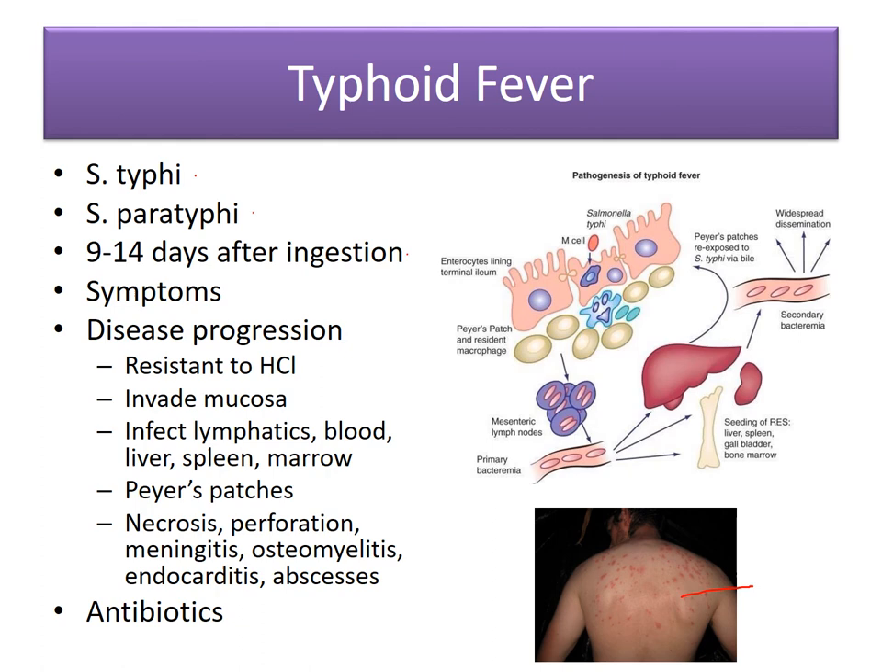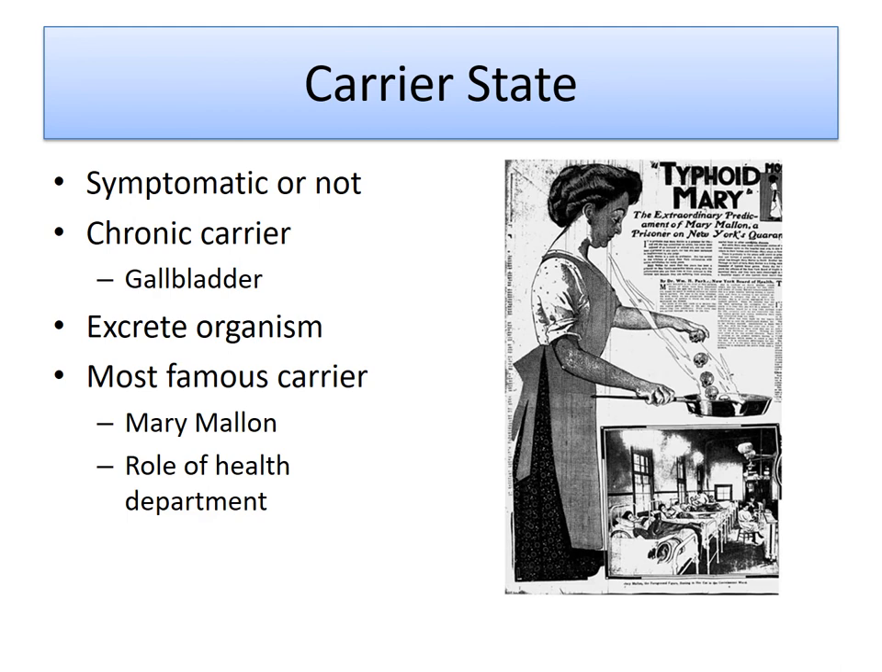And then finally, let's talk about our carrier state and the most famous of our carriers, Typhoid Mary. Remember, a carrier is a person who, while they're not ill, may have been ill at one point, but they actually recovered. But the organism hangs out in their body, most frequently in their gallbladder. That's usually the place that Salmonella likes to hang out the most. And so they end up being a chronic carrier. They will excrete the organism in their stool.